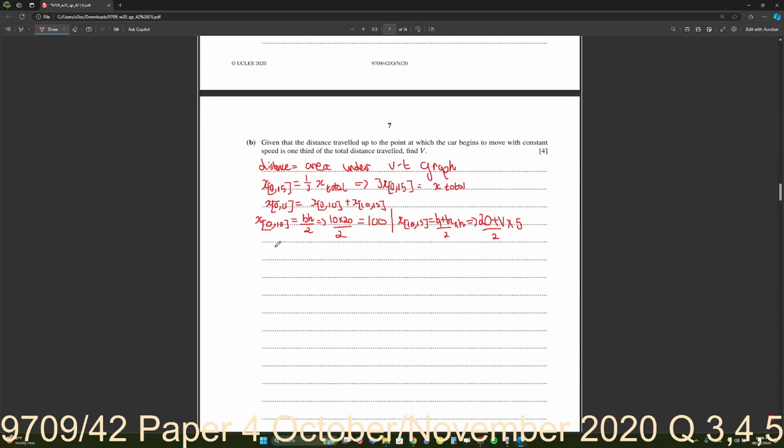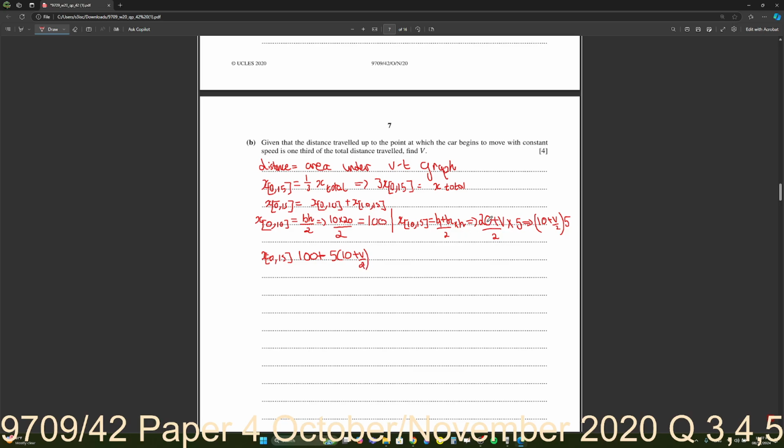Okay? So, therefore, we're going to get that x from 0 to 15 is just going to be 100 plus, I want to simplify this, okay? I'd hate keeping it like this. I'm going to simplify this to be 10 plus v over 2 times 5. So 100 plus 5 times (10 plus v) over 2.